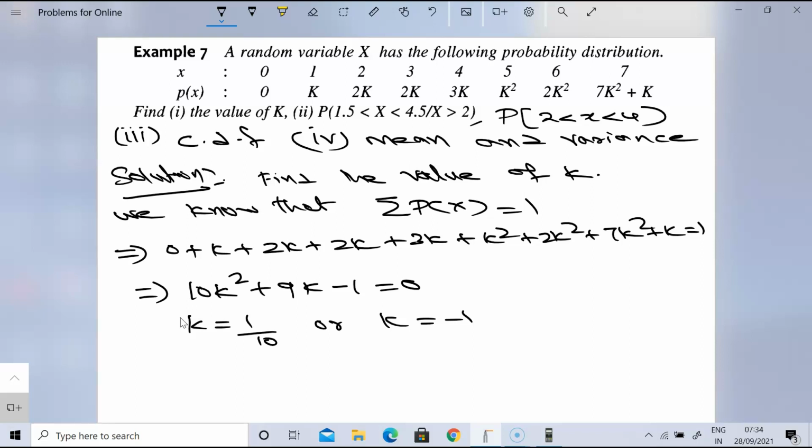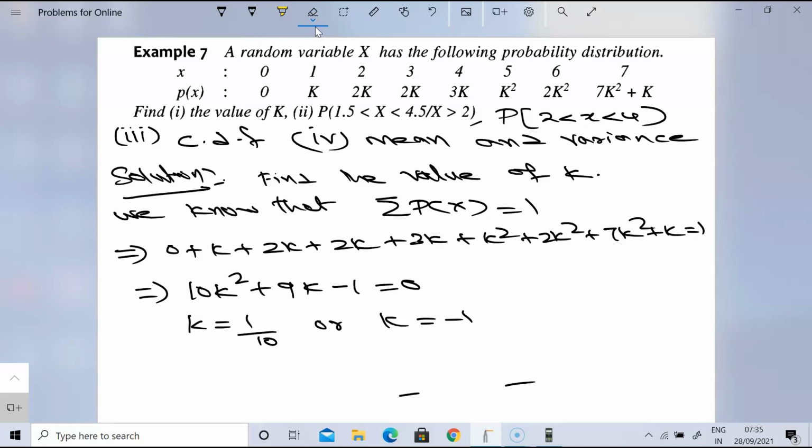Why it is not going to be a probability is that, as I taught you in the first class, any probability should be from 0 up to 1. If you see here, K equal to minus 1, and one of the probabilities is K. When I substitute, the probability at x equal to 1 is equal to minus 1. So it is total absurdity. The probability cannot be negative. So that's why I'm going to write K is equal to minus 1 is inadmissible.